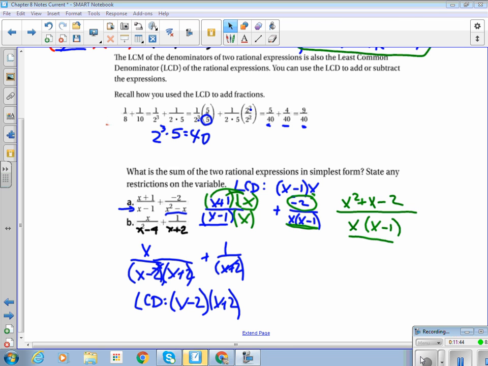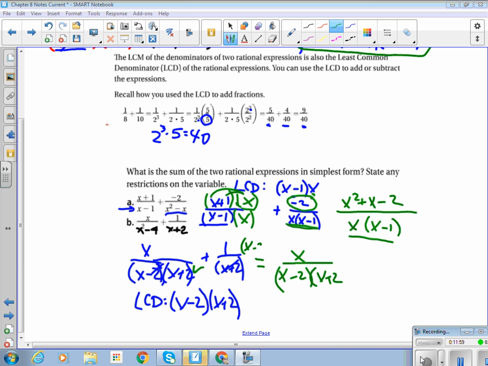So we're going to give this one, it already has both of them, so we can just rewrite it as x over x minus 2, x plus 2. And then we're going to give this one an x minus 2, because it doesn't have one. It needs equal common denominators. We're just redistributing our wealth.